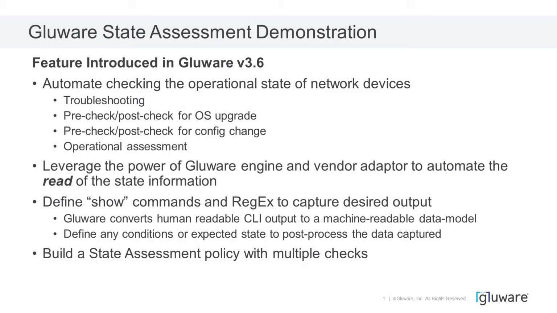So essentially you're defining the show commands and the regex, or regular expressions, to capture information out and get that desired output, and Gluware is essentially converting that human readable CLI output into a machine readable data model, and then you're able to define any conditions or expected states to post-process that data that is captured.